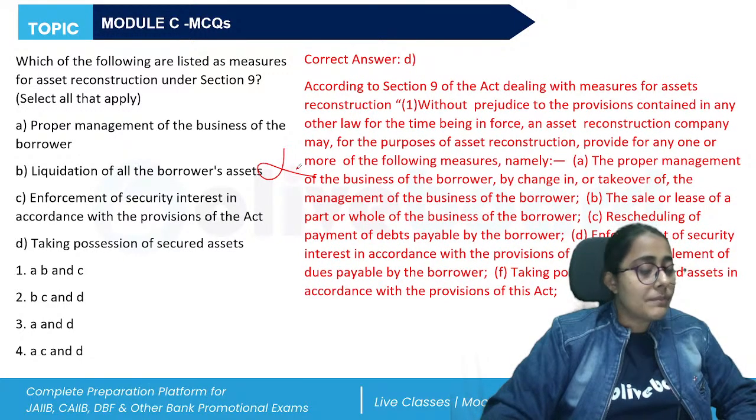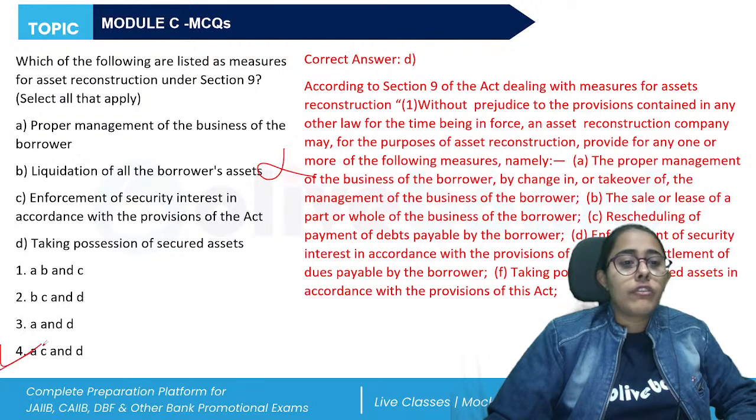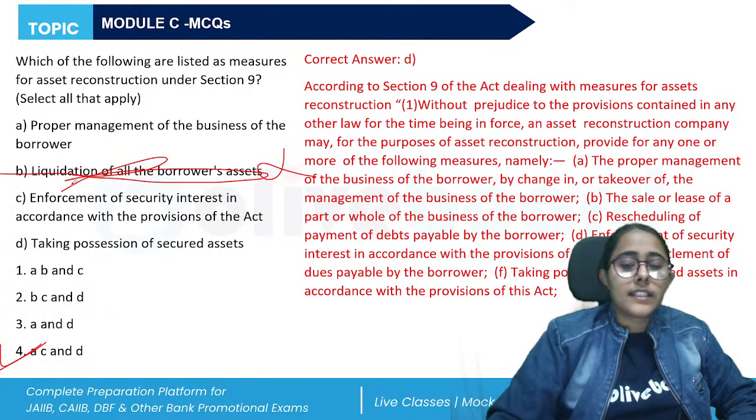So there are various methods that the ARC can take for the reconstruction, but they cannot undertake the liquidation of all of the borrower's assets. So the correct answer is A, C and D.